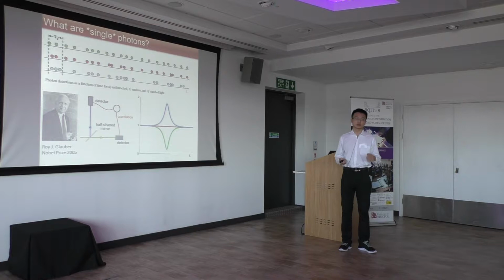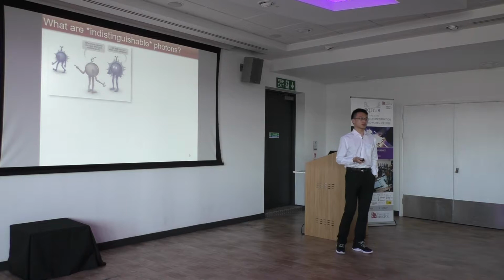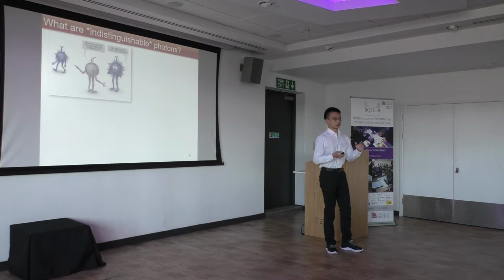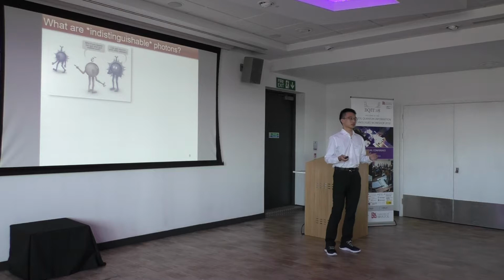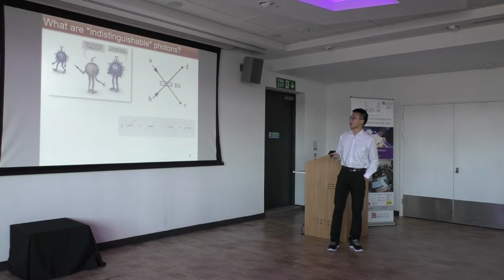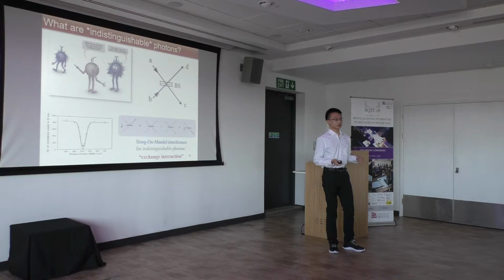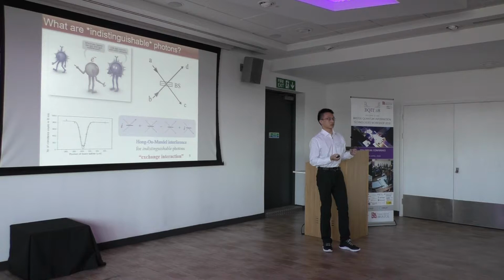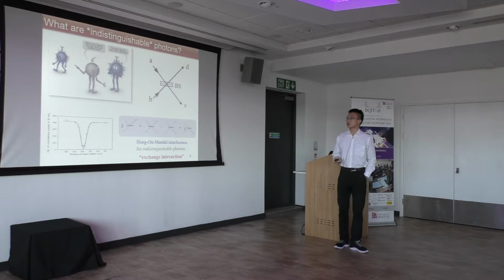Another important concept here is indistinguishability. We know that in quantum computation, we want qubits to talk to each other. But the problem is that photons do not directly interact with each other. So how should we deal with this? The answer lies in exchange interaction. For example, in the Hong-Ou-Mandel interference, when two indistinguishable photons enter a beam splitter, they will always emit out of one output port together. So we can use such a multi-photon interference pattern to make the photons talk to each other.